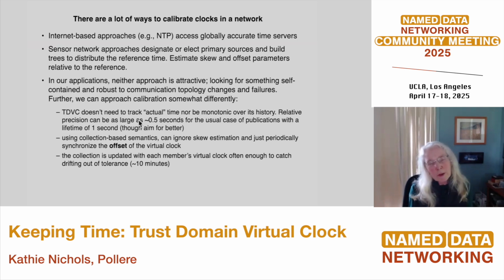So also, using our collection-based semantics, we can completely ignore the idea of skew estimation because we just periodically synchronize the offset and everybody gets back on track. What you want to do in order to do that is update your collection with each virtual clock, so that before you would drift out of tolerance, you would see it. And for normal clocks, if we do this on the order of 10 minutes, we should be fine.